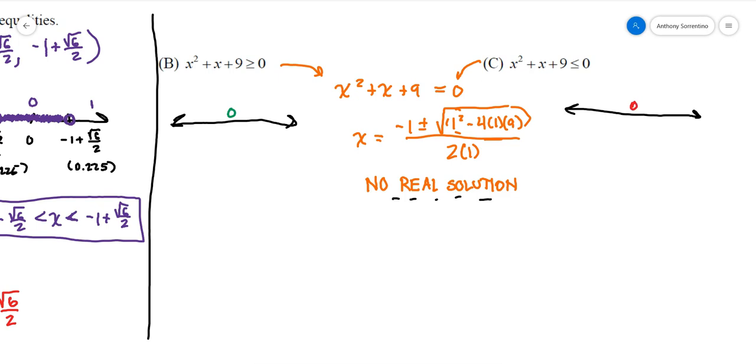For this one here, if I use 0 and plug it into the left-hand side, I get 9. Is 9 greater than or equal to 0? Well, yes it is. So in this case, I would shade in the entire number line, because any number I pick from the number line is going to make that inequality true. So basically for B, because the similar equation had no real solution, this is going to have a solution of all real numbers. Or you could say x is any real number.